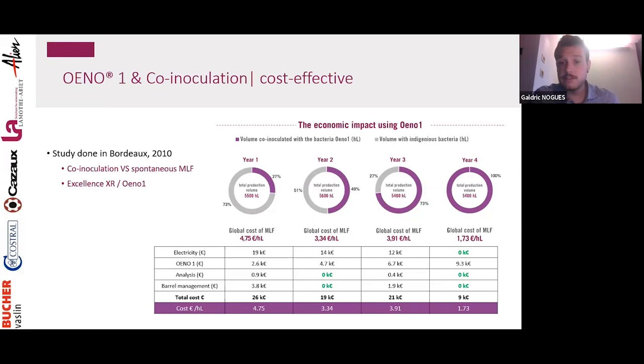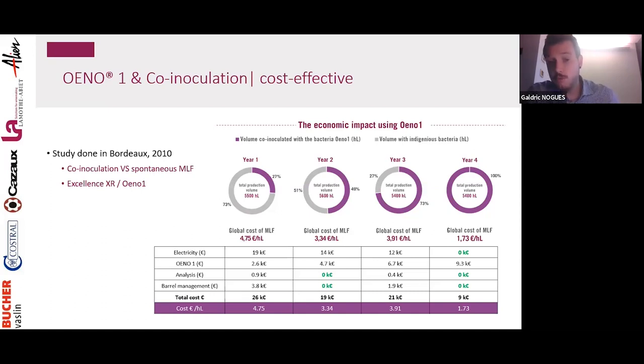As you go ahead with a bigger production of co-inoculation, year two was 49%, year three was 73%, and in year four they did the whole production, close to 5,000 hectoliters, in co-inoculation. You can see that the global cost of malolactic fermentation went from 5 euros per hectoliter to 1.7 euro per hectoliter. And the biggest saving is on electricity, because you go from 19,000 euros to 0 euros.